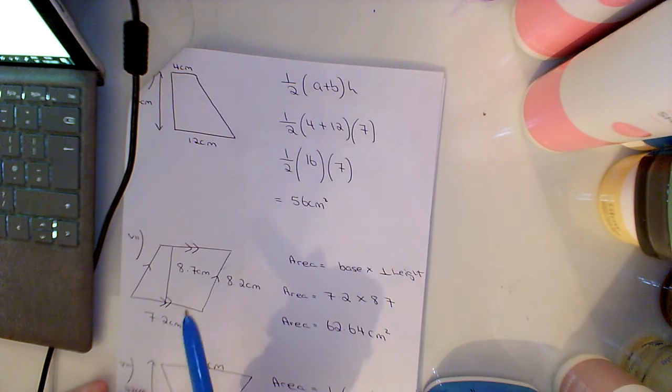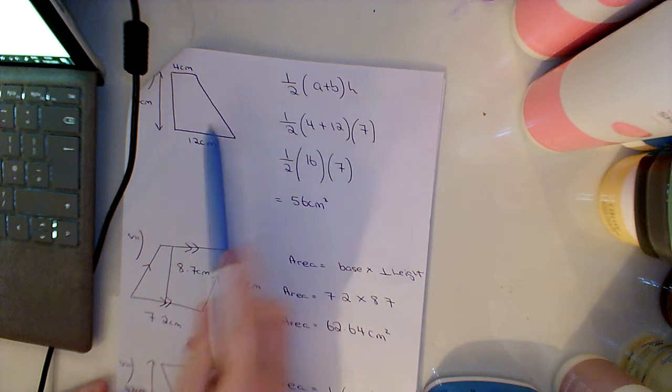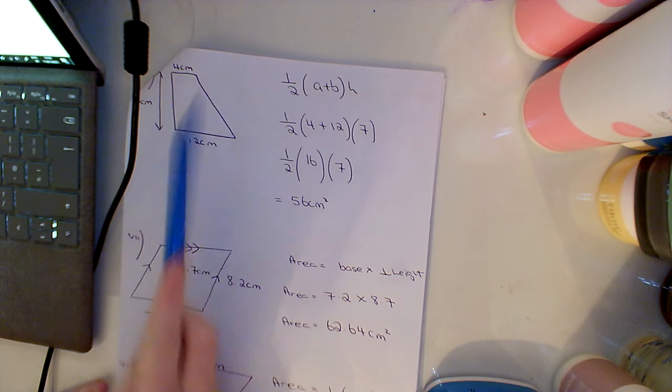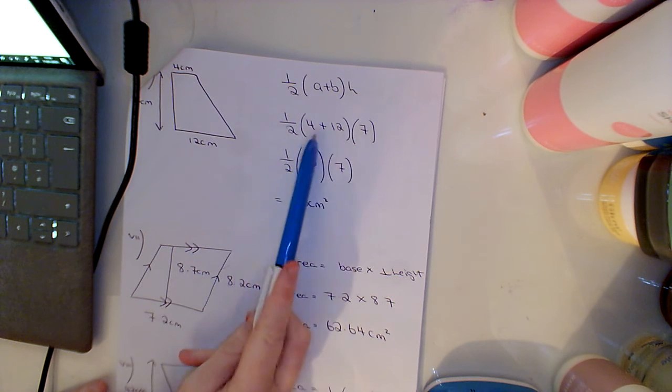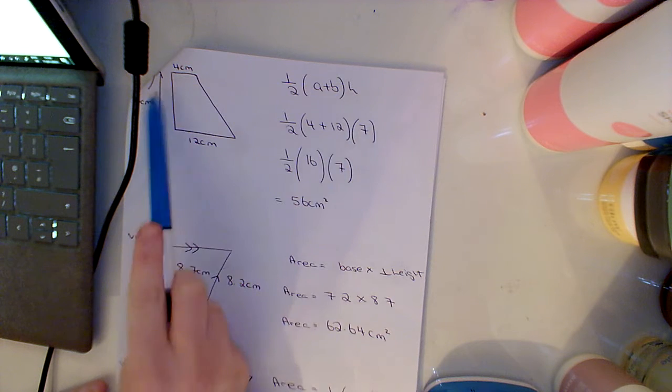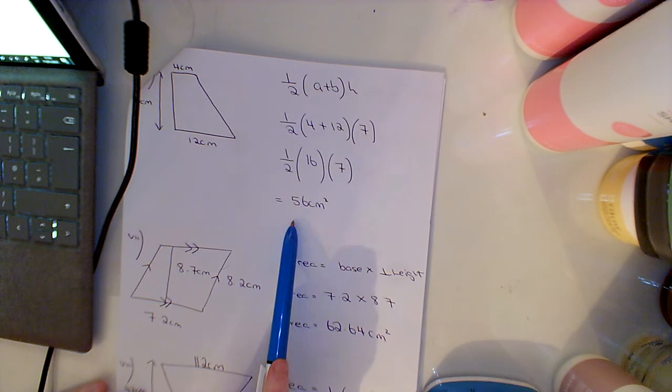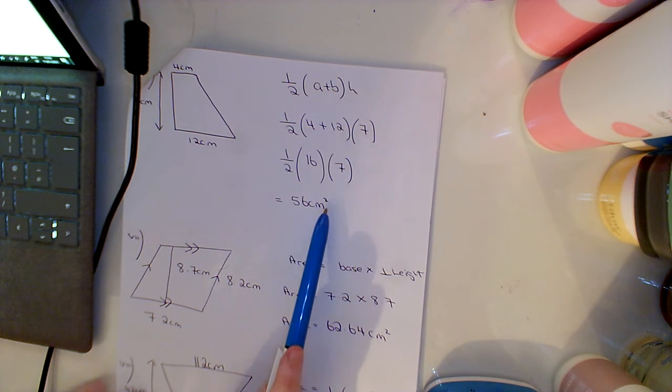I have another trapezium for part 4. So here it is half (a plus b) h. My a is 4, my b is 12, so it's half of 4 plus 12. My height is 7, so it's half of 16 times 7, and my answer is 56 centimeters squared.